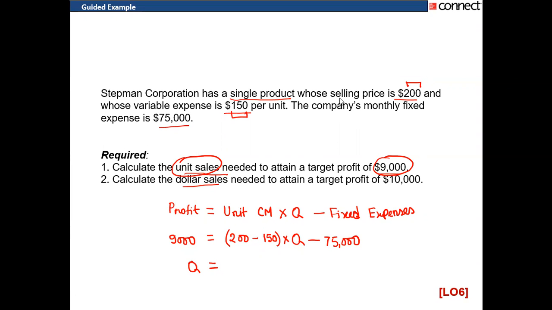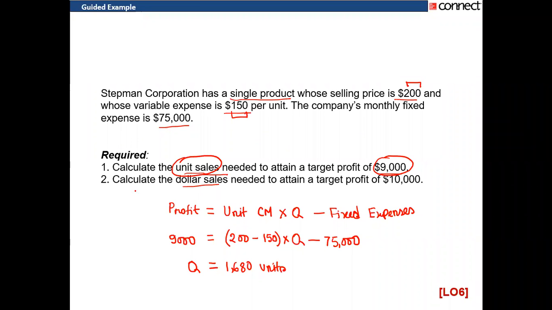Write your responses in the chat box. The good responses are coming. 1,680 units. That is good. You can apply your learning of business mathematics to solve the linear equation. Yes, so that is the fulfillment of requirement one. We need to have 1,680 unit sales to attain a profit of $9,000.